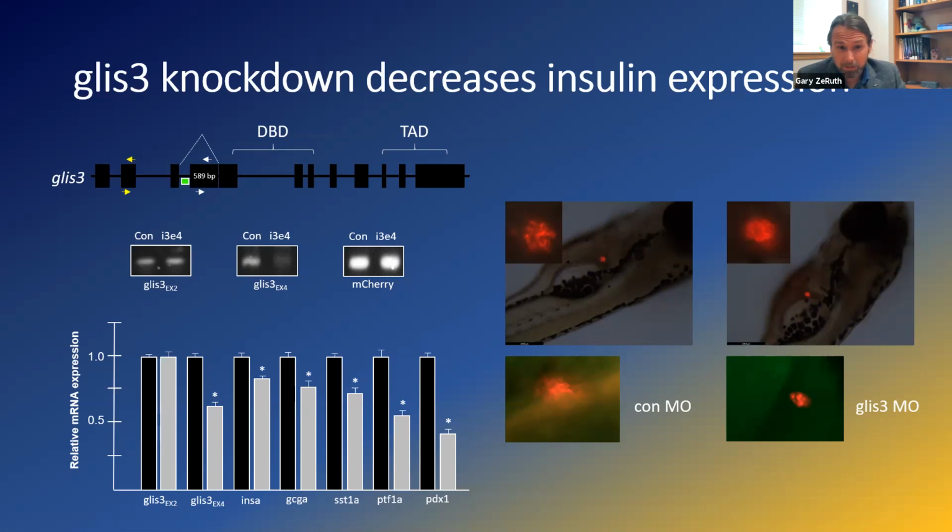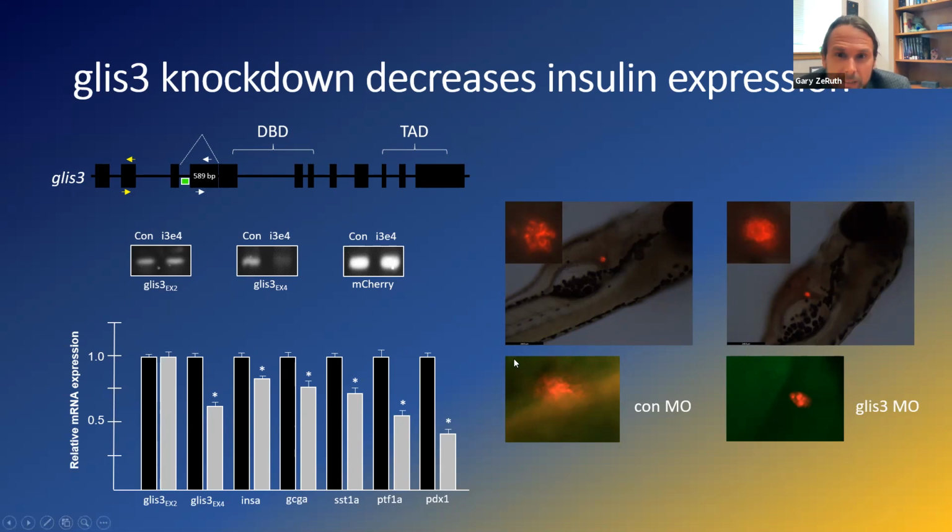And this resulted in about a 25% reduction in all three of the major hormone producing cells. So insulin, glucagon, and somatostatin expression was down by about 25%. And we get a 50% reduction in some of the major transcription factors involved in specification of the pancreas. This is pancreatic transcription factor 1A and PDX1, which were dramatically reduced.